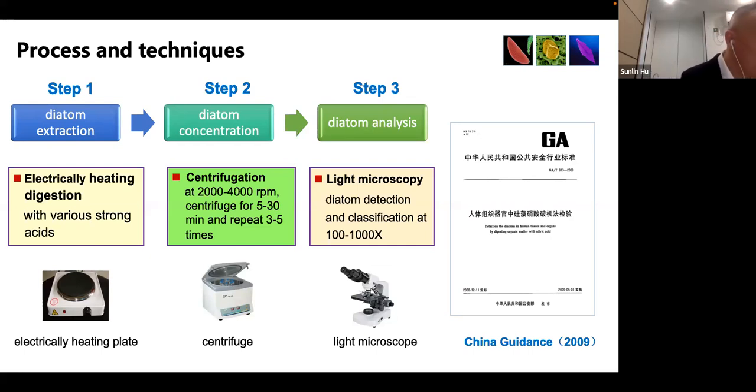The second step is diatom concentration, to concentrate the diatoms in the liquid by centrifugation. The last step is diatom analysis: use a light microscope to detect diatoms on a slide prepared after centrifugation. A China standard for the test was published in 2009. The protocols used in other countries are quite similar.